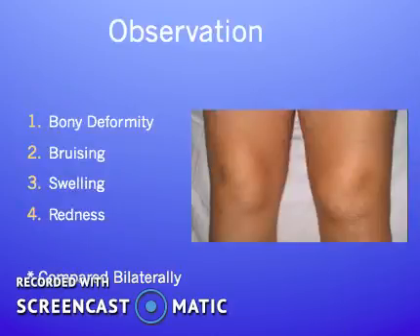Observation: looking again at bony deformity, bruising, swelling, redness, compared bilaterally, can give a lot of clues into what's going on and what structure is just not working the way it should, for lack of a better term.